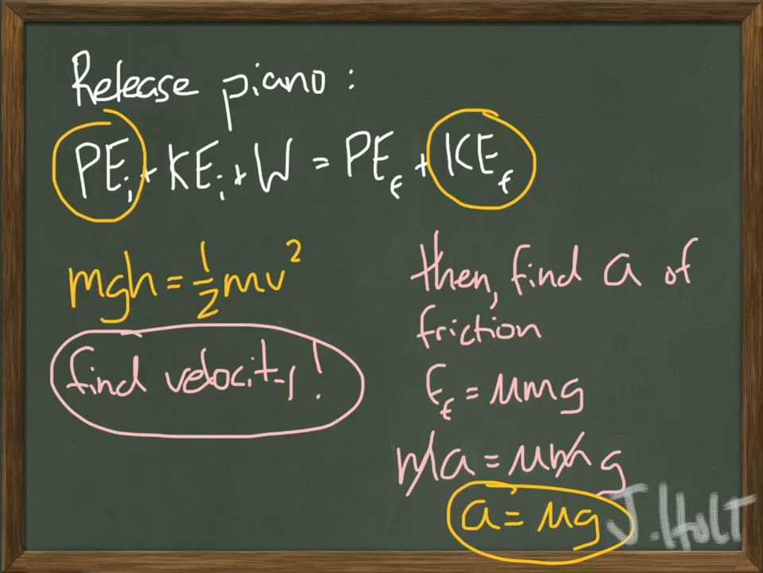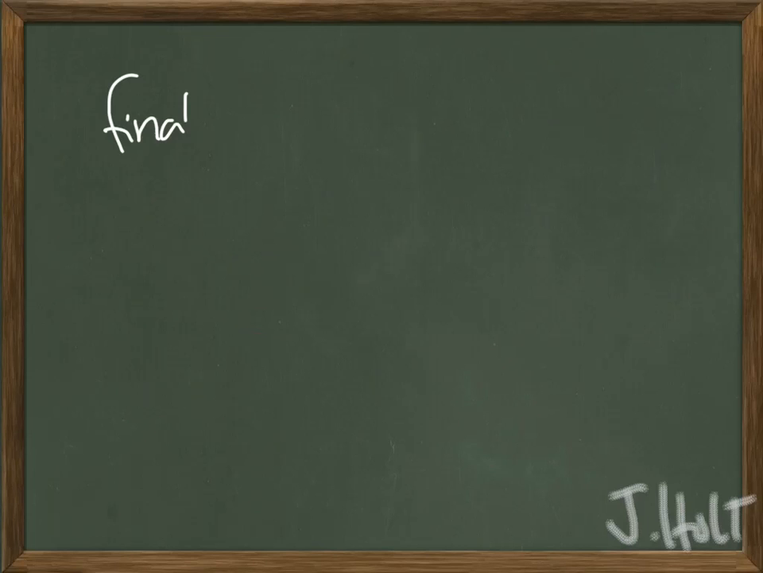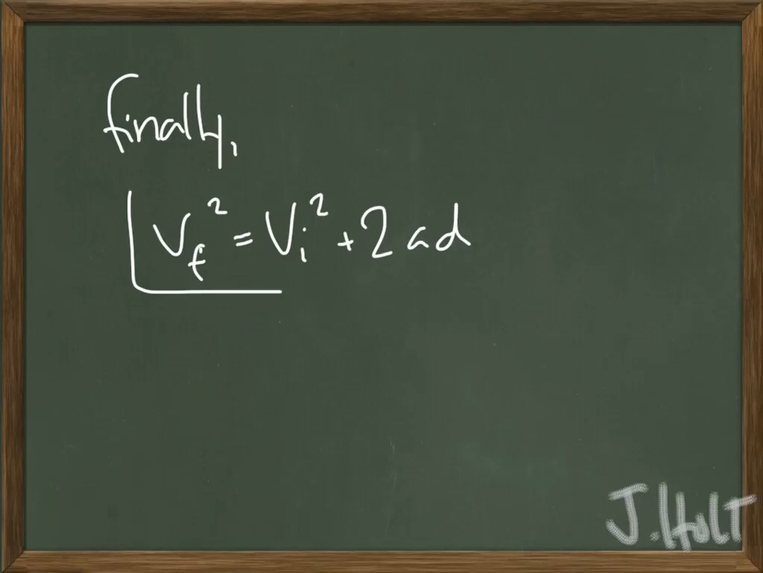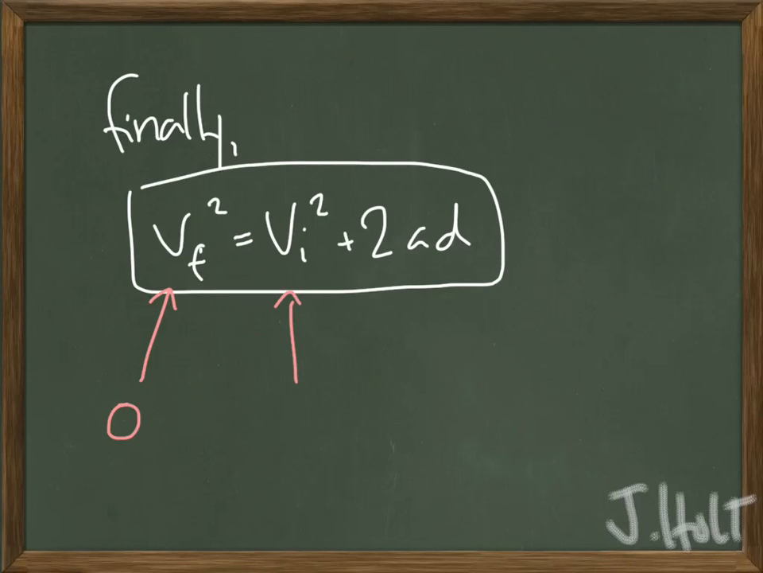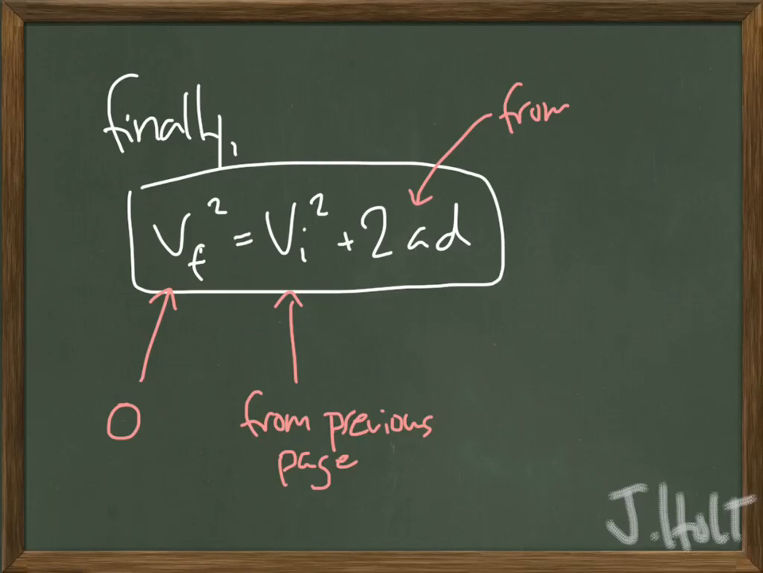Okay, we're almost done. So we got our velocity, we got our acceleration. Now we need to find the distance, so let's just use our kinematics equation. How about this one? Vf squared equals Vi squared plus 2ad. Your final velocity is going to be 0 because it comes to rest. Your initial velocity is what you just found on the previous page. And your acceleration is the acceleration of friction that you just found on the previous page. And what we're solving for now is the displacement d.